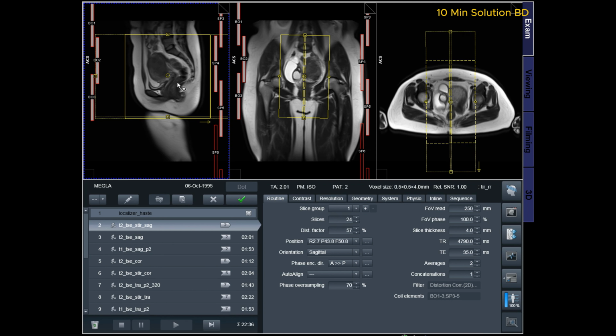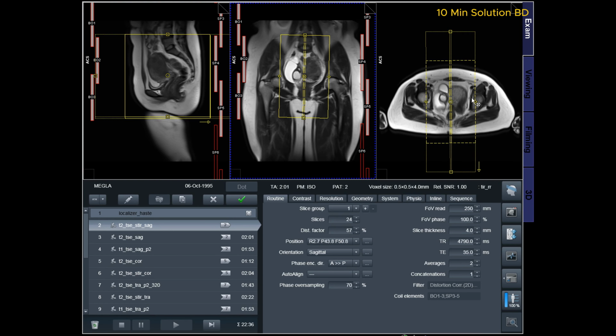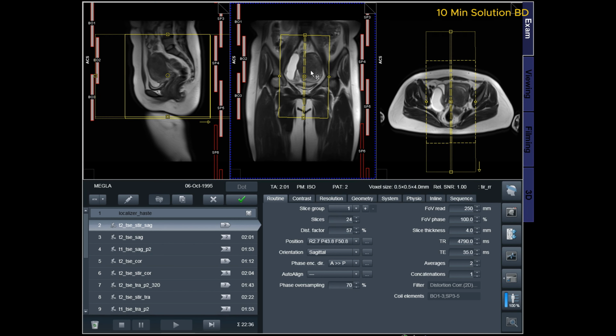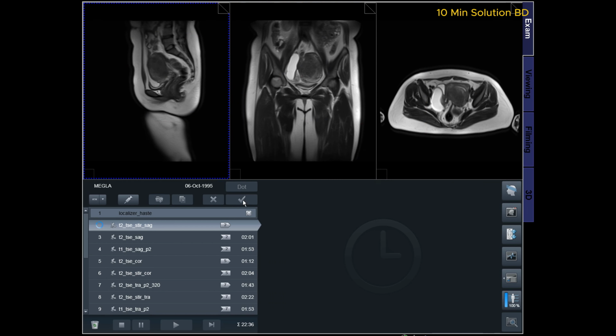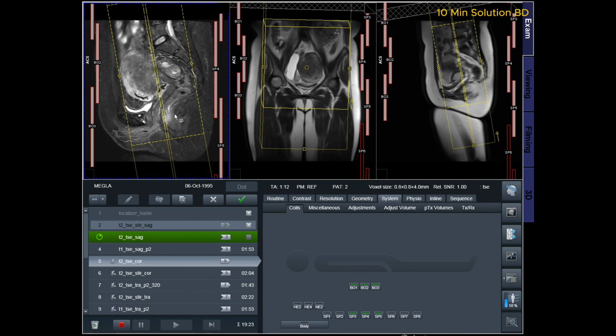In the coronal plane, an appropriate angle must be given, which should be parallel to the lumbosacral spine. Make sure that the slices cover the entire pelvis, from the right acetabulum to the left acetabulum. The field of view, FOV, should be sufficiently large to encompass the entire pelvis, typically ranging from 250 mm to 300 mm.